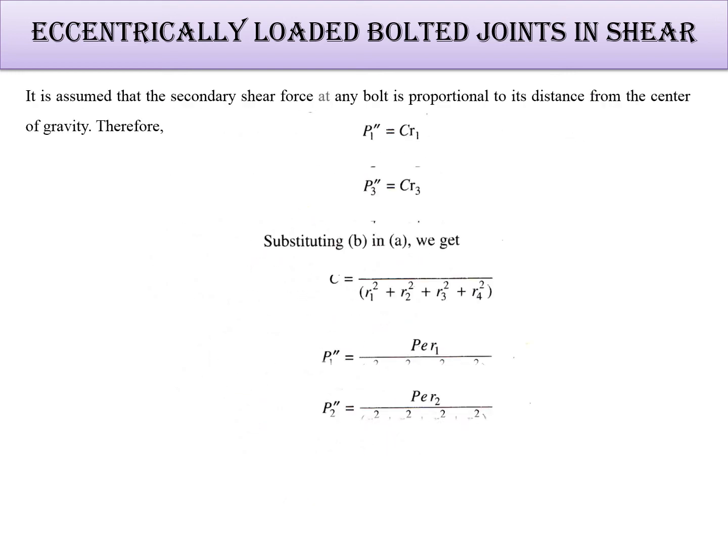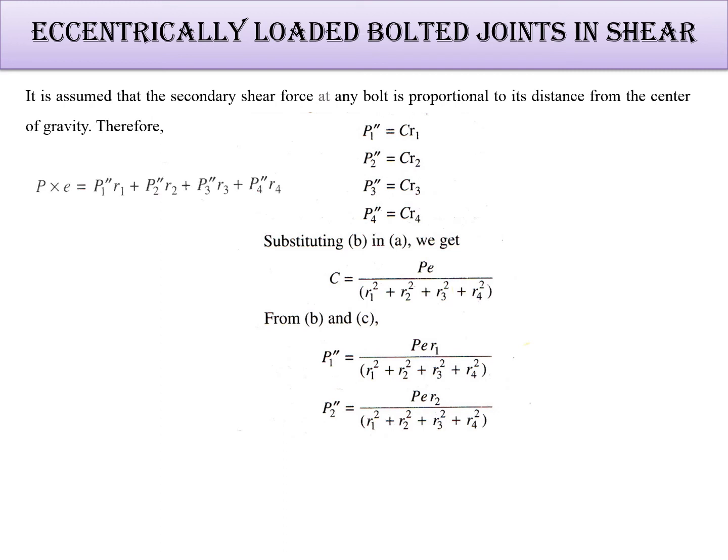Now it is assumed that the secondary shear force at any bolt is proportional to its distance from the center of gravity. So we have one constant here, that is C. P1 double dash is C into R1, like this, and P4 double dash is equal to C into R4. If we put these terms together, what do we get? C is equal to P e upon R1 square plus R2 square plus R3 square plus R4 square.